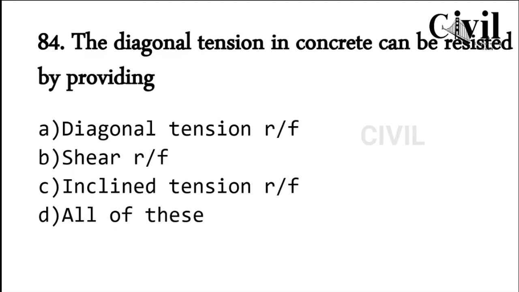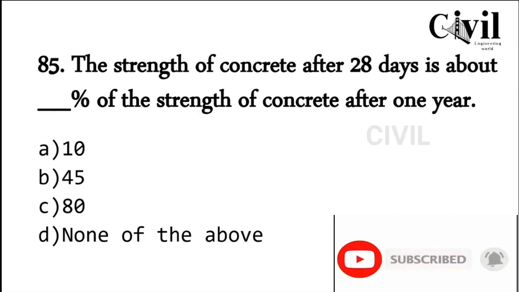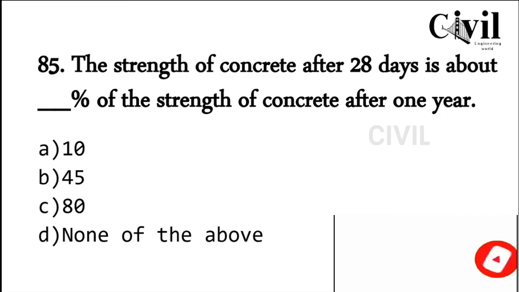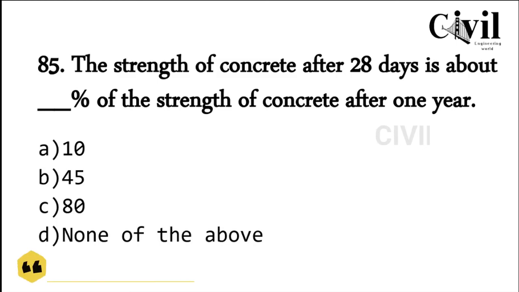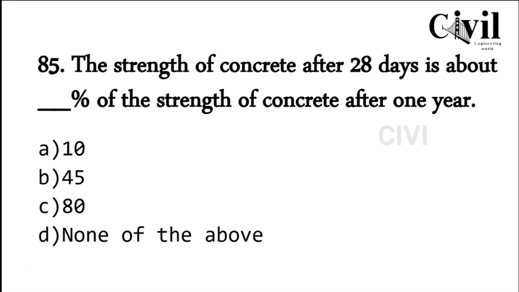Diagonal tension in concrete can be resisted by providing diagonal tension reinforcement. A. The strength of concrete after 28 days is about 80% of the strength of concrete. C is the correct answer. It means that 80% of concrete strength can be achieved in 28 days as compared to its 1 year strength. So C will be the correct answer in our case.